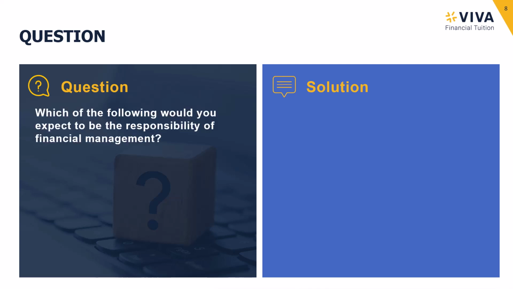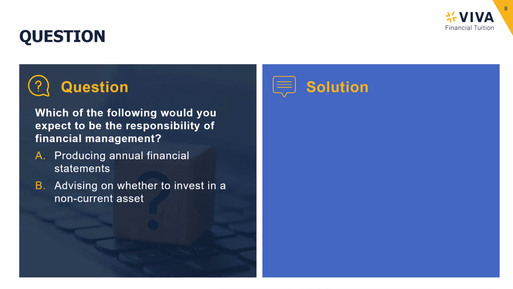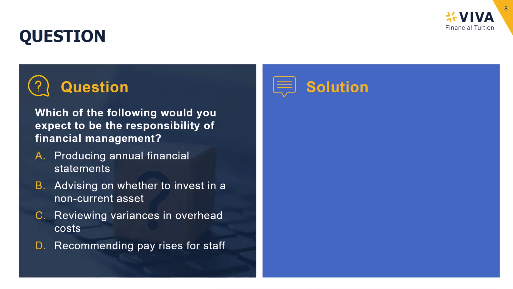Which of the following then would you expect to be the responsibility of financial management? A, producing annual financial statements; B, advising on whether to invest in non-current assets; or C, reviewing variances in overhead costs. Finally, D, recommending pay rises for staff.